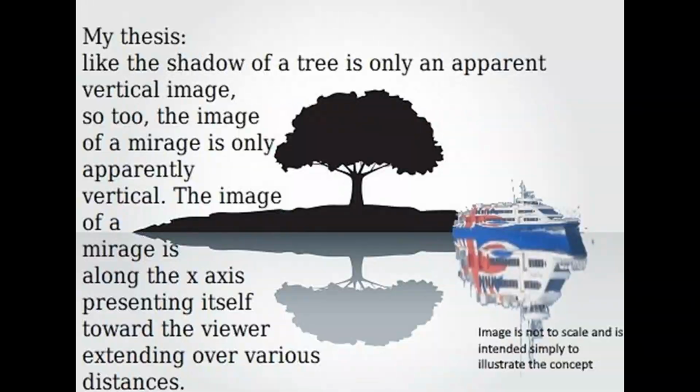Like the shadow of a tree is only an apparent vertical image, so too the image of a mirage is only apparently vertical. The image of a mirage is along the x-axis, presenting itself toward the viewer extended over various distances.